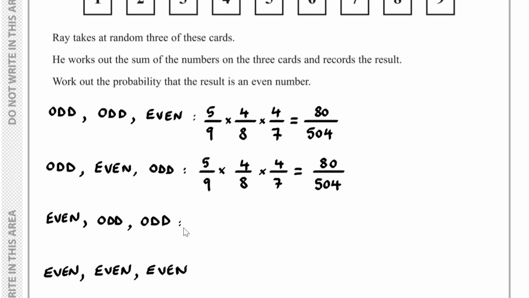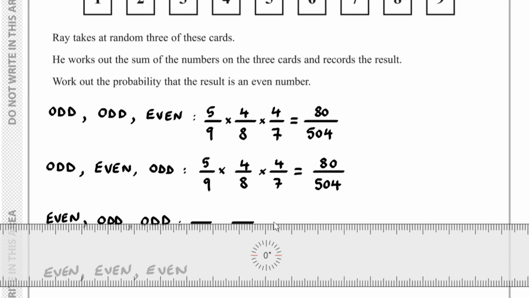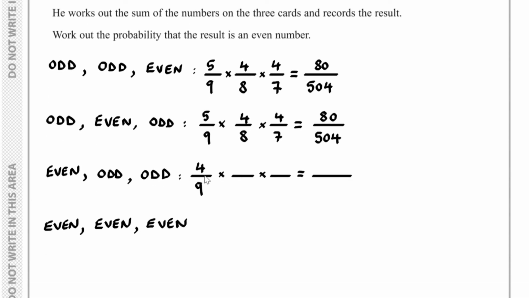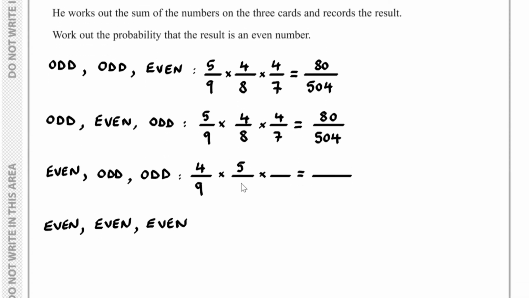Now let's think about even, odd, even. Even. Well, I've got 9 outcomes in total. How many of them are even? That's going to be 4 of them. Now for odd, I've got 5 odd numbers, 8 are left over, and if I want another odd, well, 7 are left and there's already 1 being selected, so 4 remains. So it turns out here I get 80 out of 504.